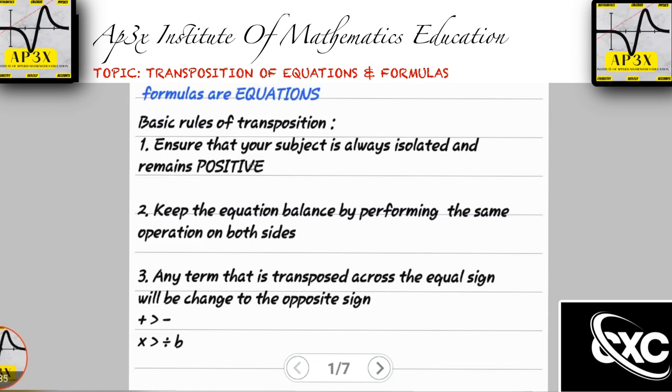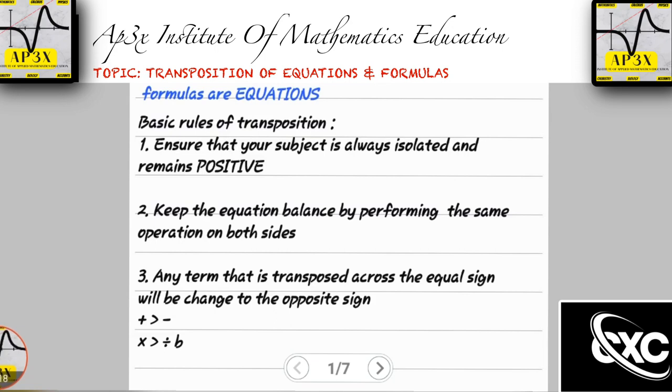Rule 1 is that we should ensure the subject is always isolated, and it is best to keep the subject positive at all times. But there are going to be situations where your subject will automatically end up being negative, which means you're going to have to divide both sides of the equation by the negative coefficient. Rule 2 is that the equation must be kept balanced: whatever operation you perform on one side, you also have to do on the other side.